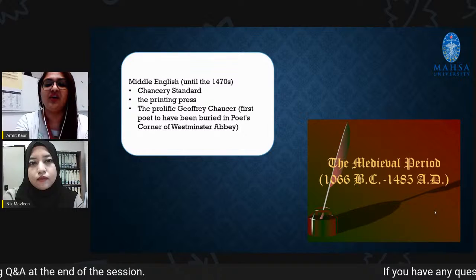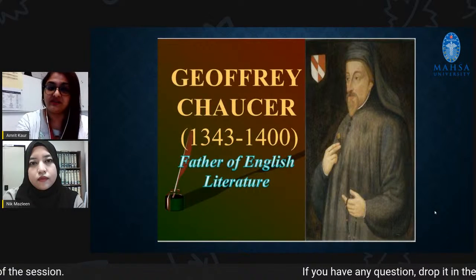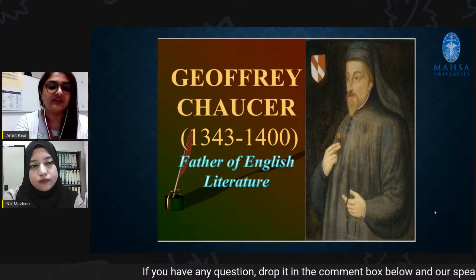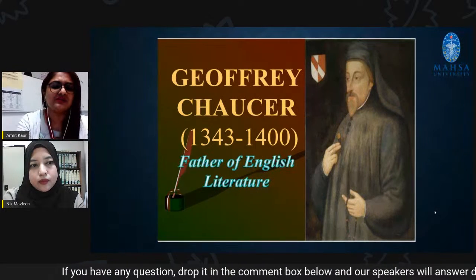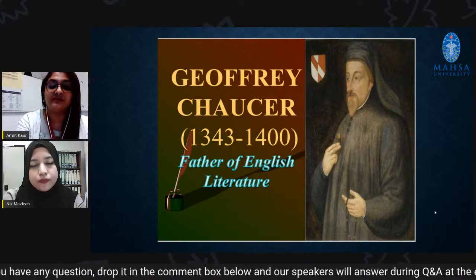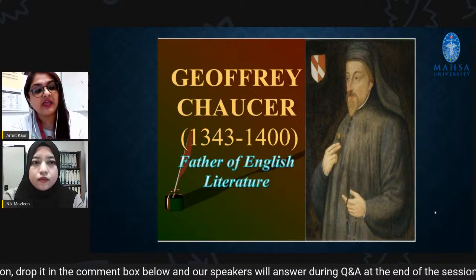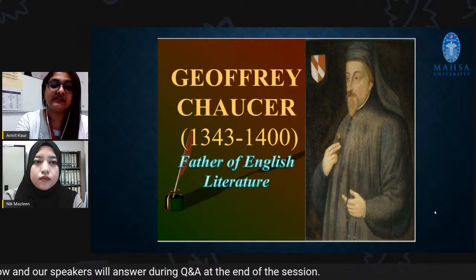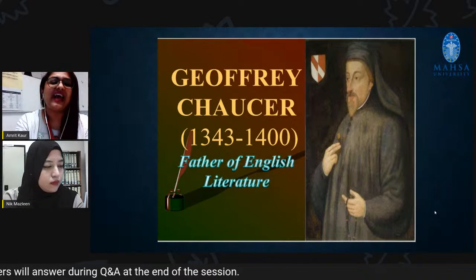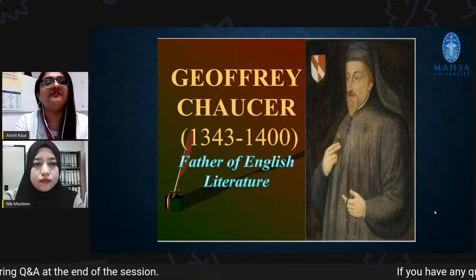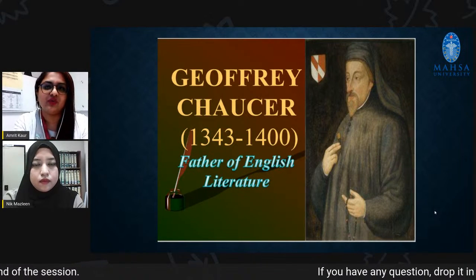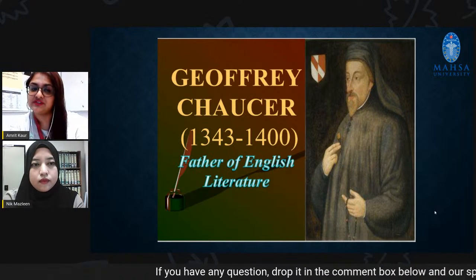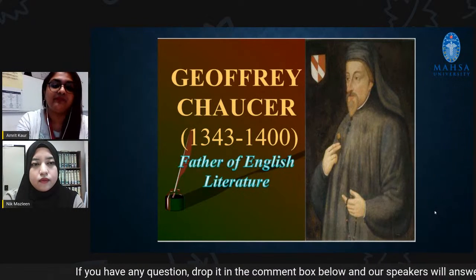He had a lot of works. If you look here, this is him. He is the father of English literature. A few of his many works were The Book of the Duchess, The House of Fame, The Legend of Good Women, and Troilus and Criseyde. He was an outstanding English poet before William Shakespeare. William Shakespeare is quite popular, but this person came way before that.